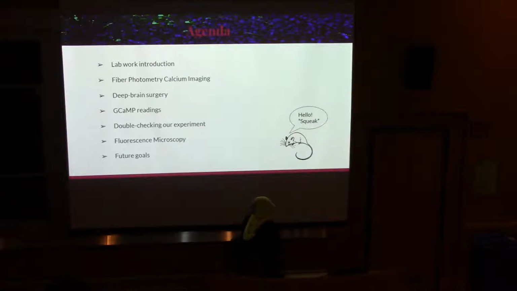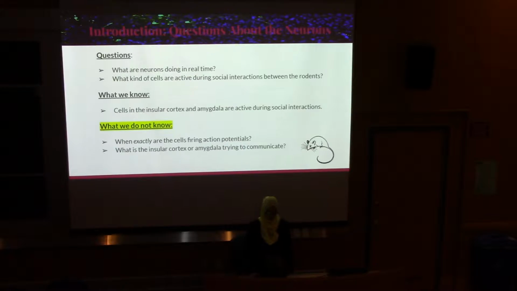So for the agenda today, I will walk you through the lab work introduction, and then I'll discuss what fiberphotometry is. And then we'll talk about how we get to see neuronal activity with the deep brain surgery and the GCAMP readings. And then I'll discuss how we really check our experiment to make sure we didn't have any errors. And this is where also fluorescence microscopy comes in. And then I'll talk about the future goals.